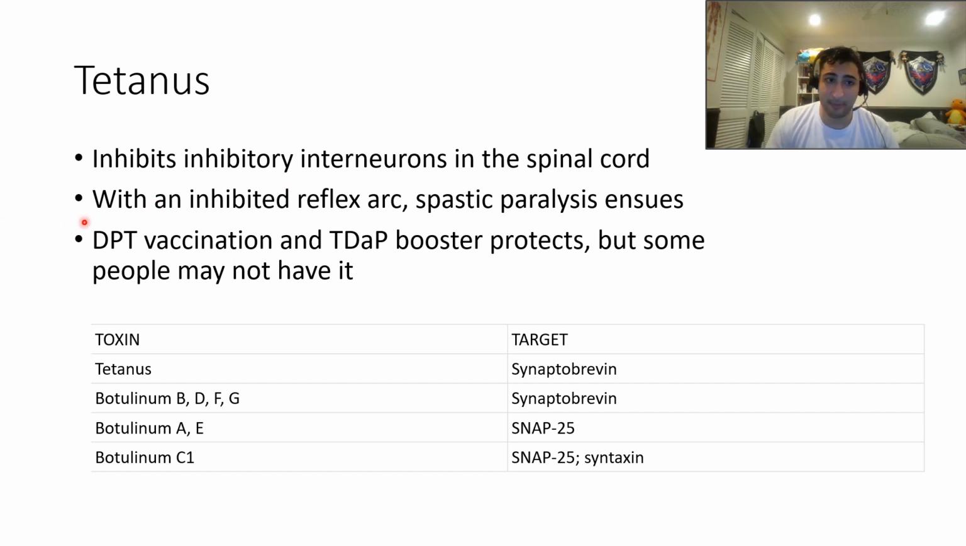And that's why the DPT vaccination is important. That covers diphtheria, pertussis, and tetanus. And the Tdap booster can protect you. But as I've begun to practice medicine and seen it in clinical practice, a lot of people don't have a Tdap. Especially the older you get, for some reason I've noticed that some of my older patients don't have Tdap more than I thought they would.